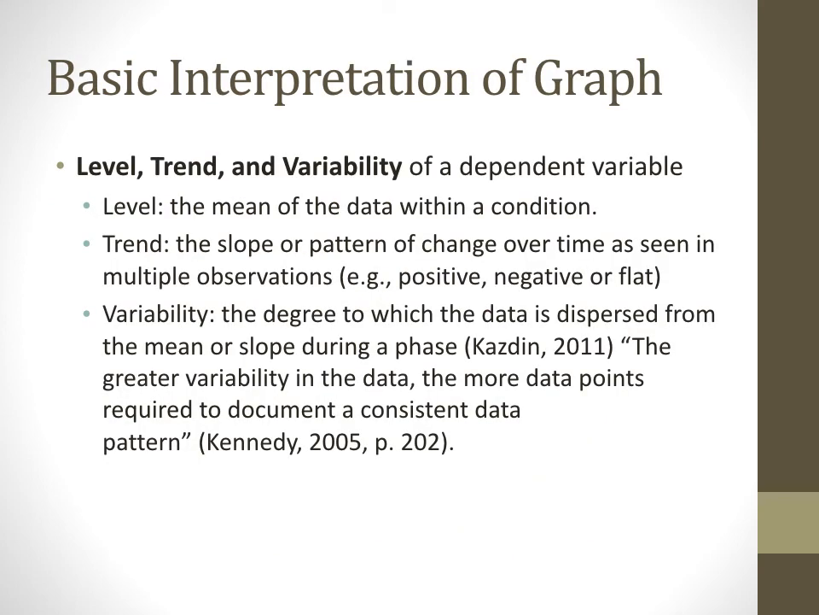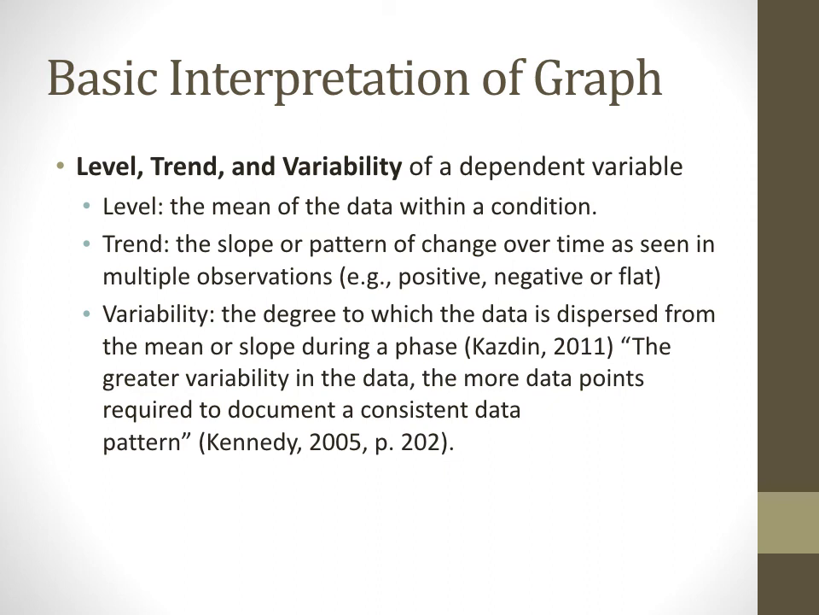So when you interpret your graph, you need to consider 3 things: level, trend, variability. So level is the mean of data within a condition. So you will get the mean of baseline and the mean of intervention and you can compare. Trend is a slope or pattern of change over time. So you can say positive trends, negative trends, or flat trends.